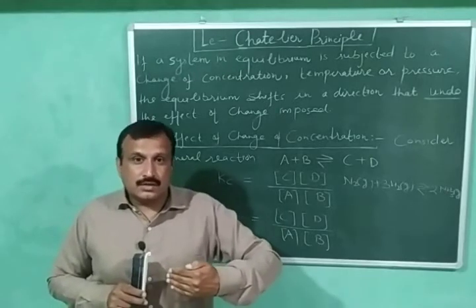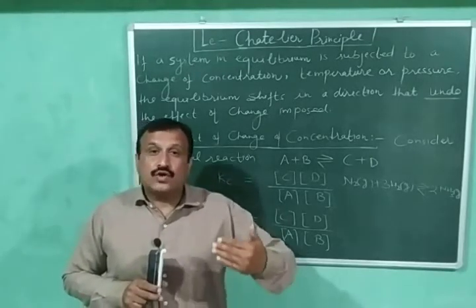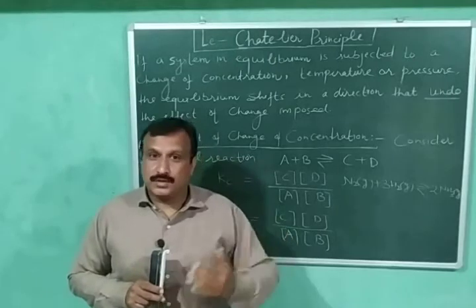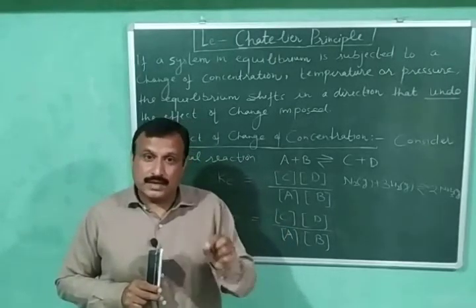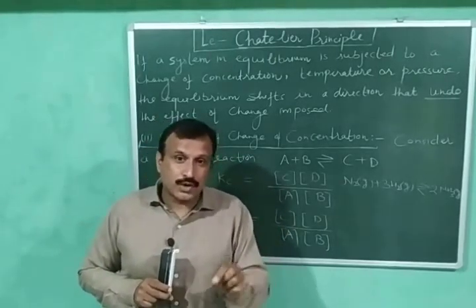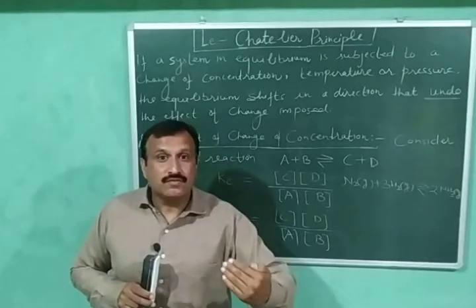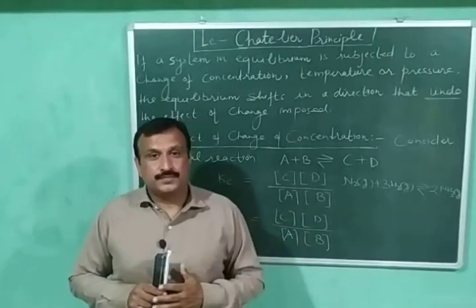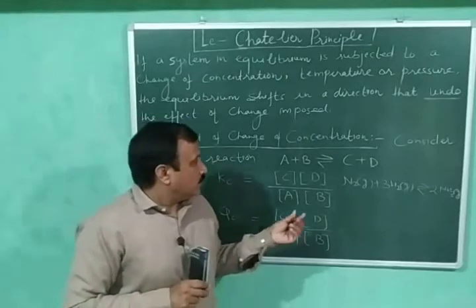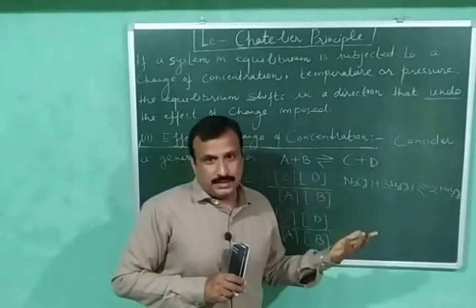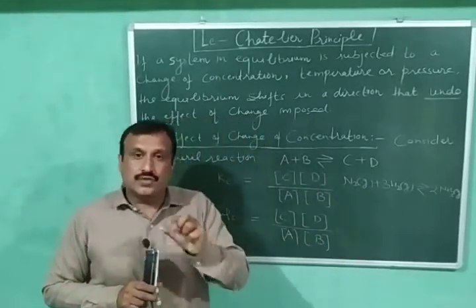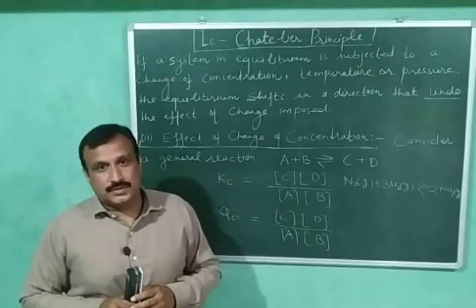And this will result in the formation of more and more ammonia, because I have explained that when we decrease the concentration of products, then the equilibrium is shifted in the forward direction. So we will have more ammonia, and in this way the yield of the ammonia will be increased.